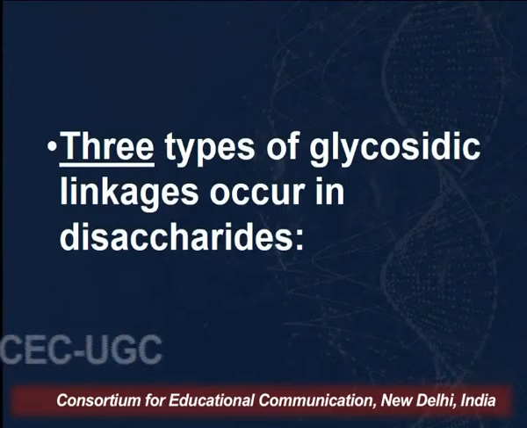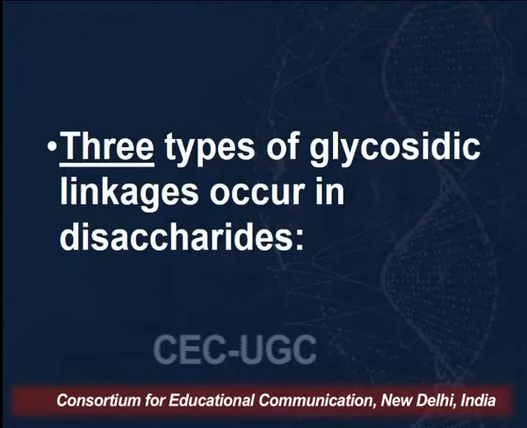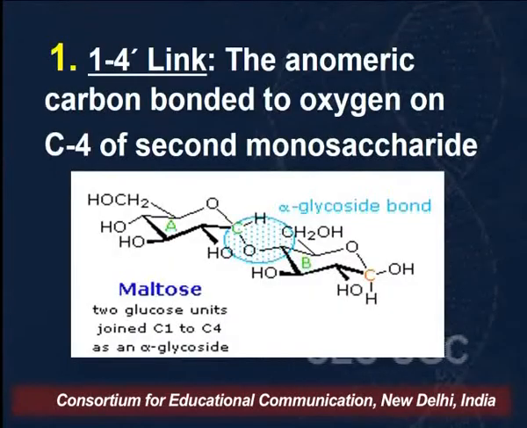The three types of glycosidic linkages which occur in disaccharides are 1,4, 1,6 or 1,2 linkage. So let us discuss these linkages in detail. So we can have a 1,4 linkage. What we mean by saying that we have a 1,4 linkage is that the anomeric carbon of the first monosaccharide unit is bonded to the oxygen of the C4 of the second monosaccharide.